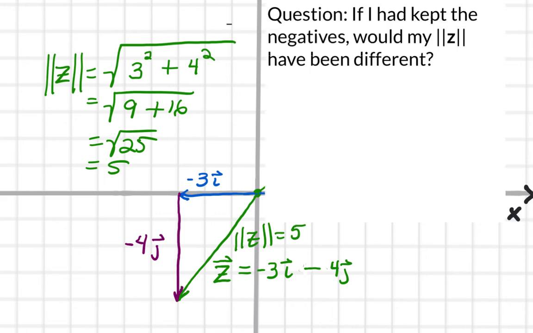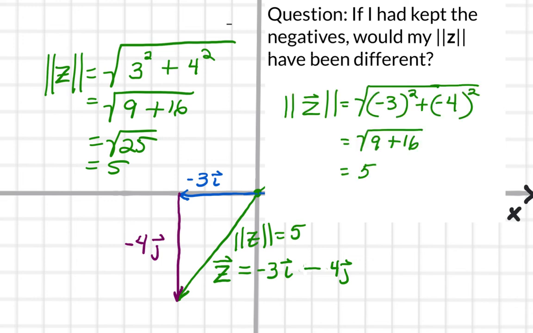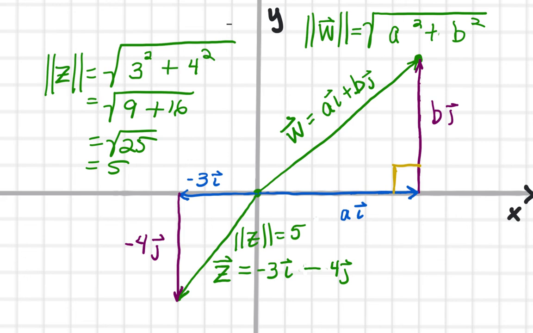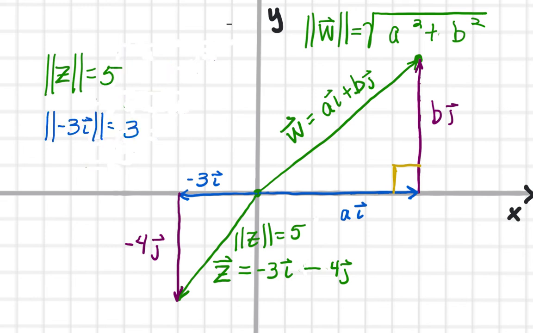equals 5. Question: if I had kept the negatives, would my magnitude of vector z have been different? Answer: no. And now back to your regularly scheduled video. We have a 3, 4, 5 triangle. Notice there is no i, no j, no z, no nothing over here. That is just a magnitude. And as added bonuses, we can say the magnitude of the vector -3i equals 3, and the magnitude of vector negative j equals 4.